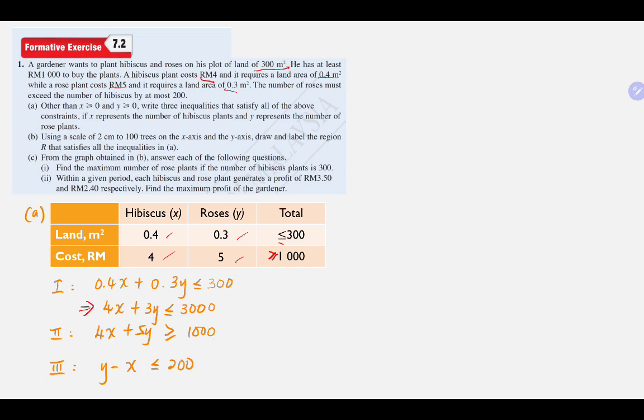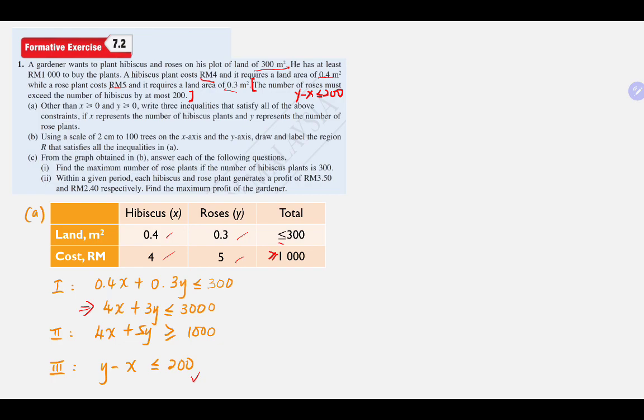Then the third one cannot be obtained from the table, but is from the last sentence. The number of roses, which is y, must exceed the number of hibiscus. So when we minus the hibiscus, x, it is by at most 200. So y minus x should be less than or equal to 200. There we get our third constraint.